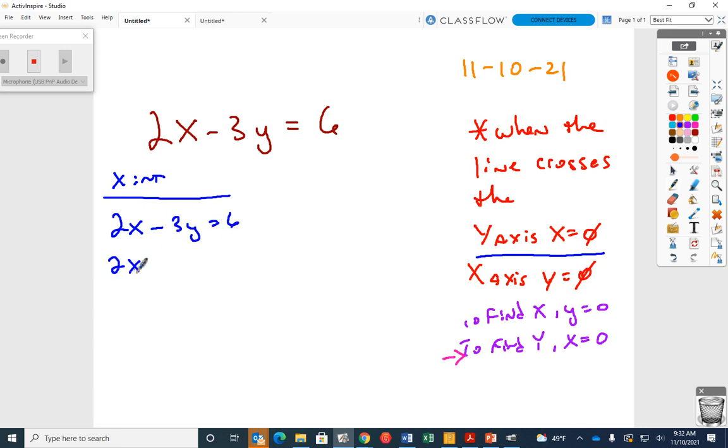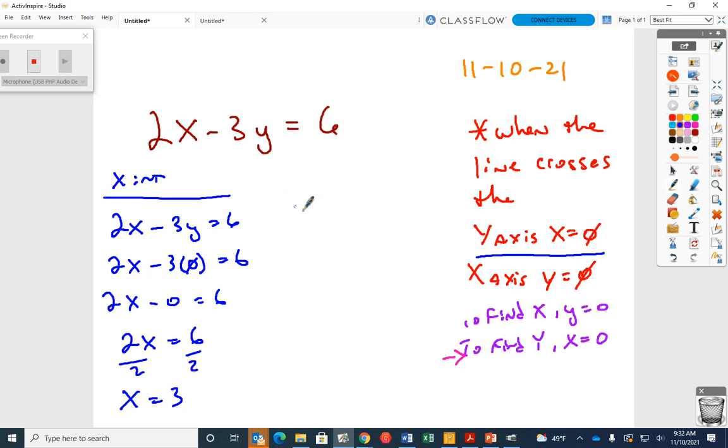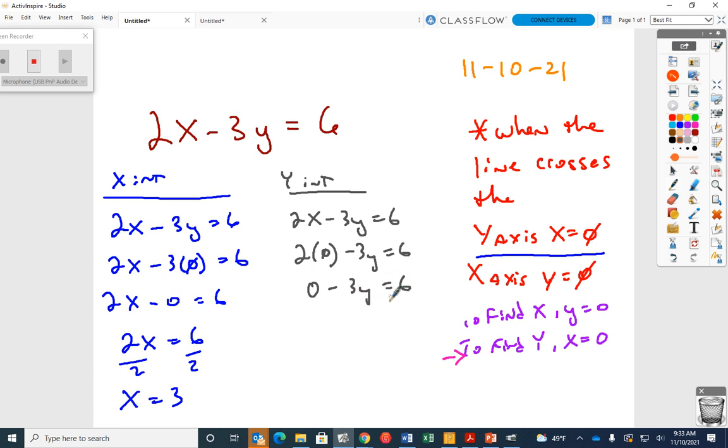So that says 2x minus 3 times 0 equals 6. 2x minus 0 equals 6, which means what? 2x equals 6. What does x equal? 3. Okay, very good. Who can help me find the y-intercept? Jane, help me find the y-intercept. So it's going to be 2 times 0, minus 3y equals 6. So that's just 0 minus 3y equals 6, which is negative 3y equals 6. Divide each side by what? Negative 3. And what does y equal? Negative 2.